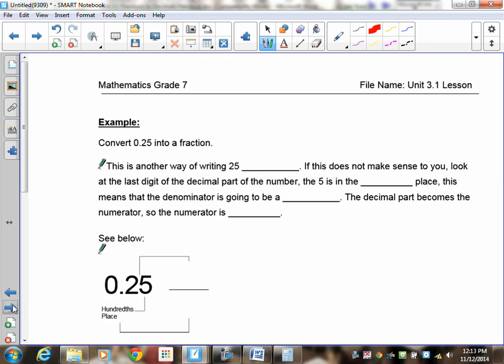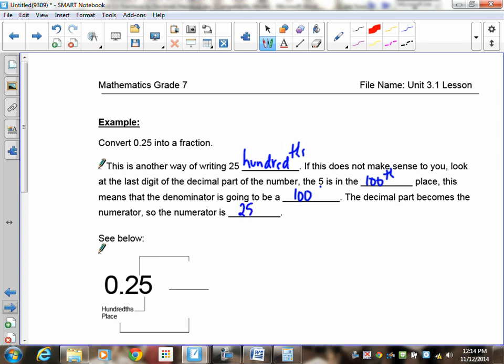0.25 into a fraction. Well, I'm going to give you a shortcut, and then we'll go back and do it the other way. If you remember back in grade 6, you can read fractions. This is referred to as 25 hundredths. Now, if this does not make sense to you, just look at the last digit. It's a 5. It's in the hundredths place. So if you don't know how to read a fraction because you've forgotten, it's not a big deal. Just look at what place value the 5 is in. The 5 is in the hundredths place. This means that the denominator is going to be 100. The decimal part becomes your numerator, so your numerator is going to be 25.